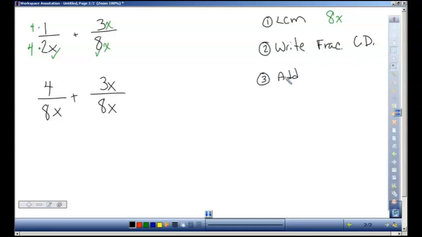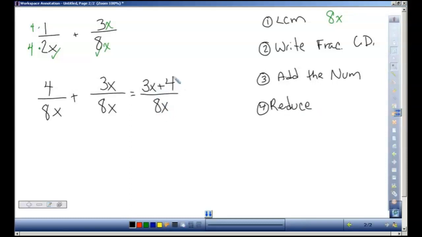Step number 3 tells me to actually add. So I only add the numerators. That means my denominator is going to stay 8x. And up on the top, I've got 4 plus 3x, or 3x plus 4. Just add it up. Now, those are not like terms. I can't put them together, so it is going to stay a binomial. And then step number 4 is to always check and make sure that our fraction is reduced.